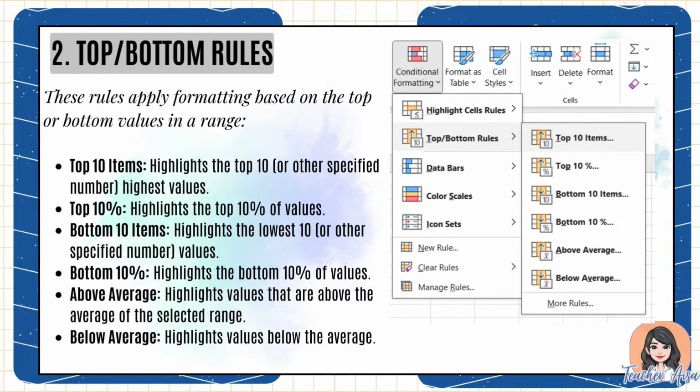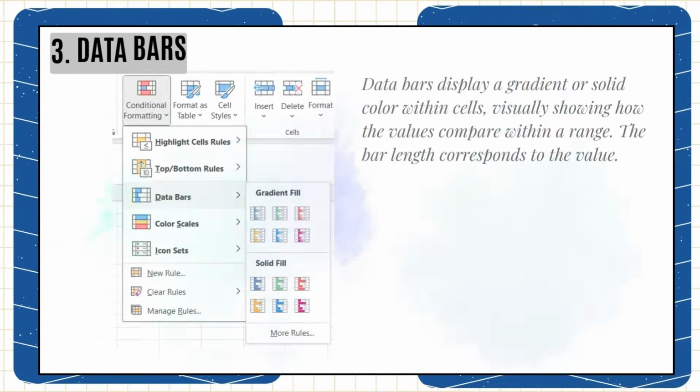Bottom 10% highlights the bottom 10% of values. Above average highlights values that are above the average of the selected range. Below average highlights values below the average.